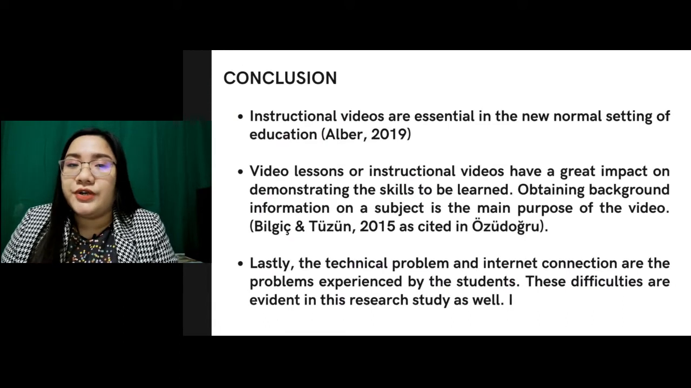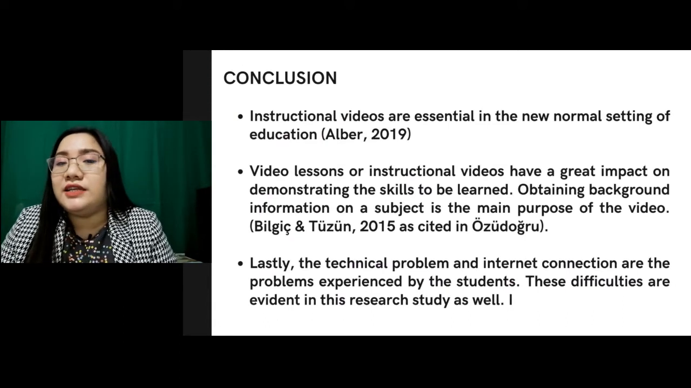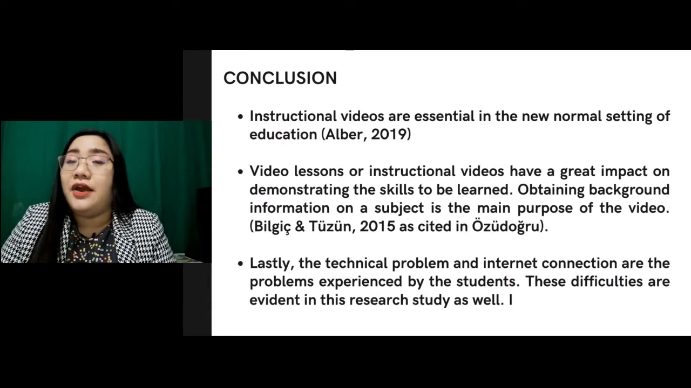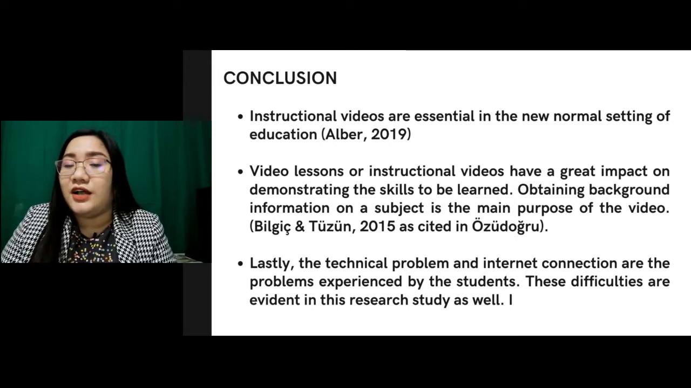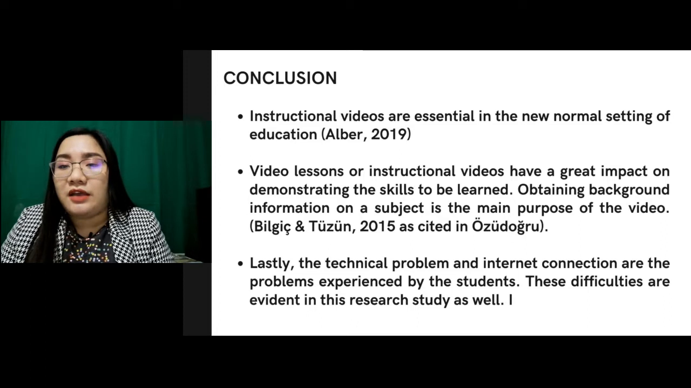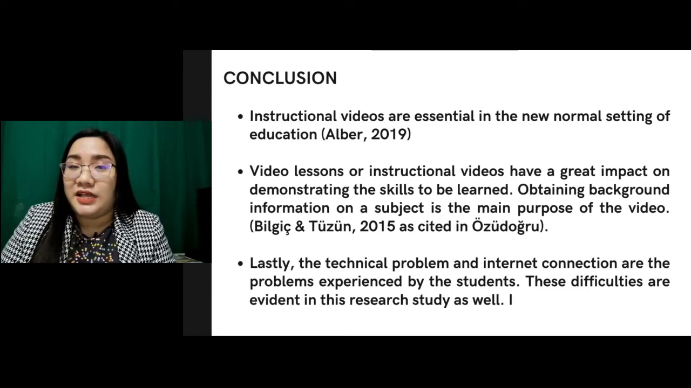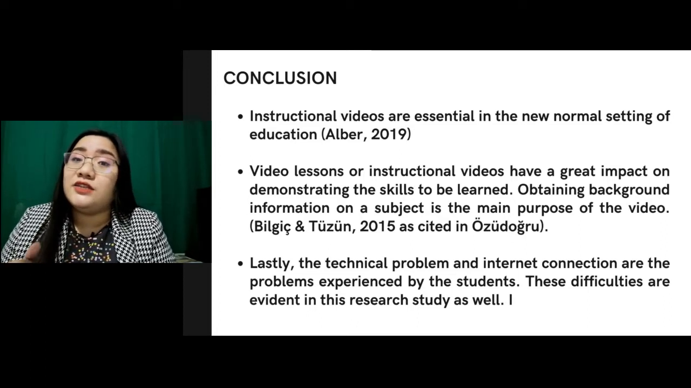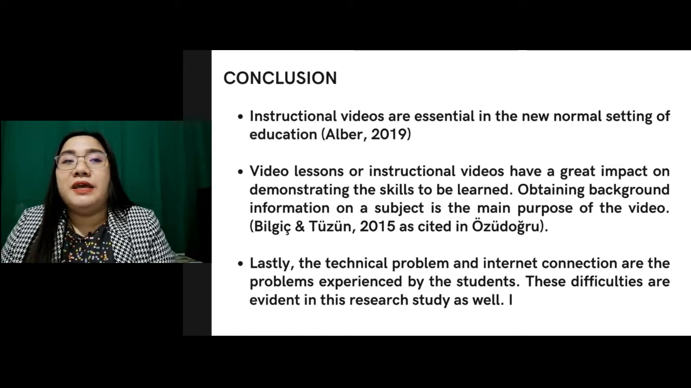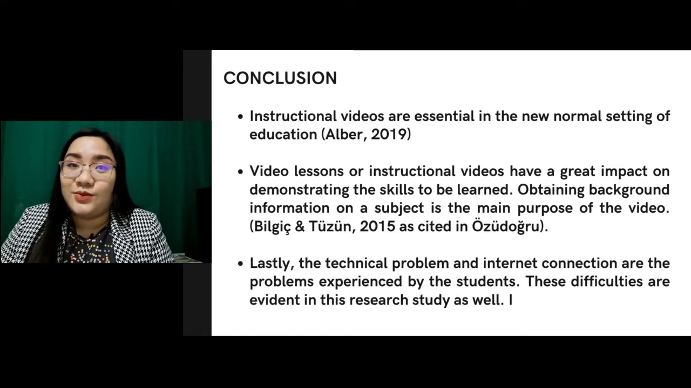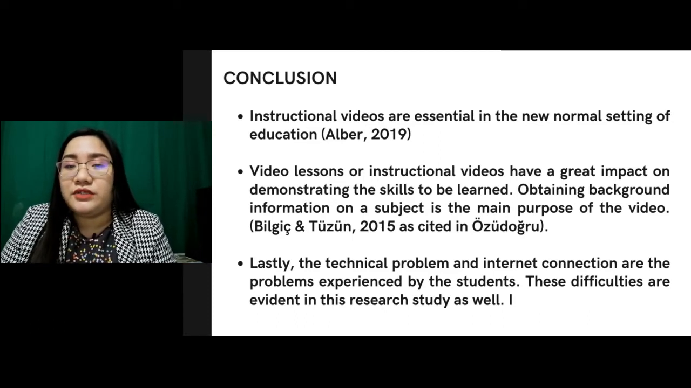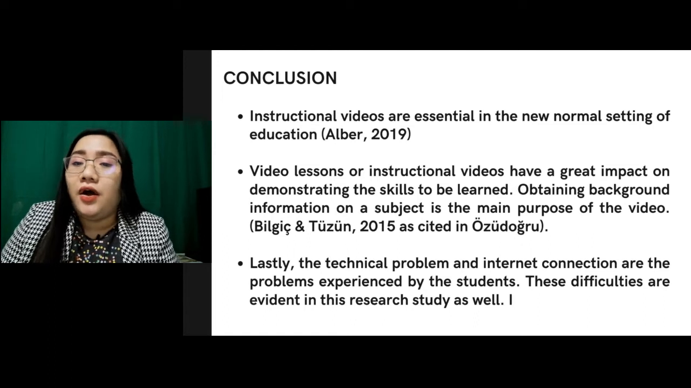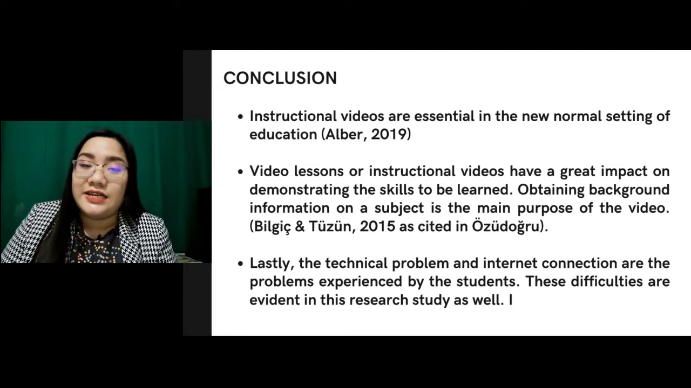And for conclusion, instructional videos are essential in the new normal setting of education, because when presenting students with new knowledge, concepts, and abilities, teachers strive to demonstrate rather than explain. So this is also according to the study of Albert, and it has been found out in this study as well.